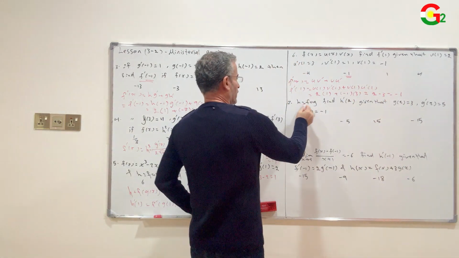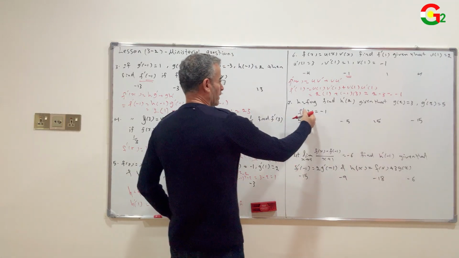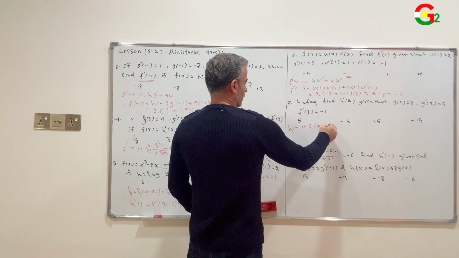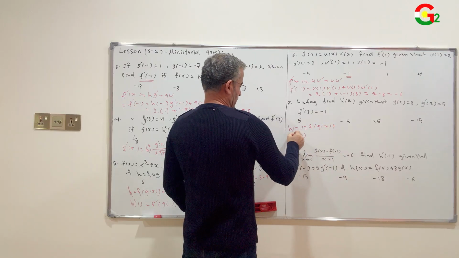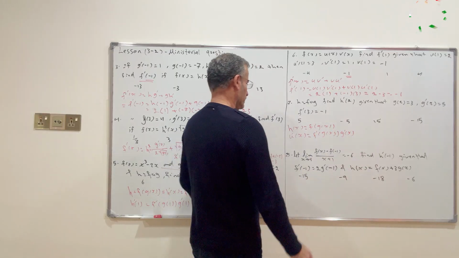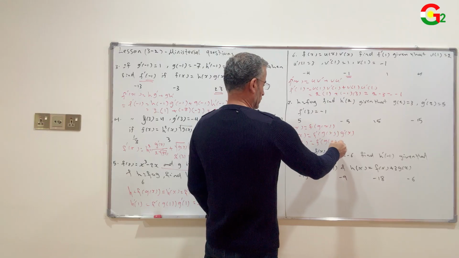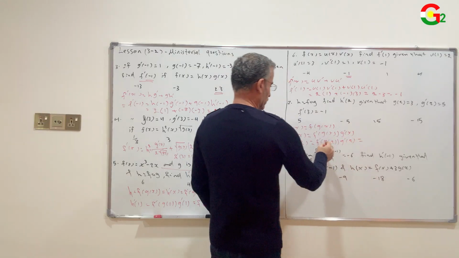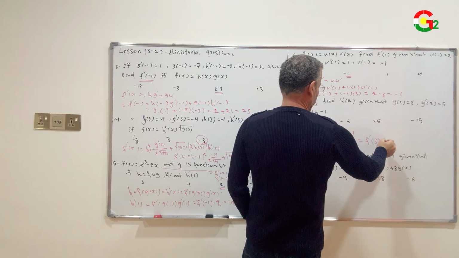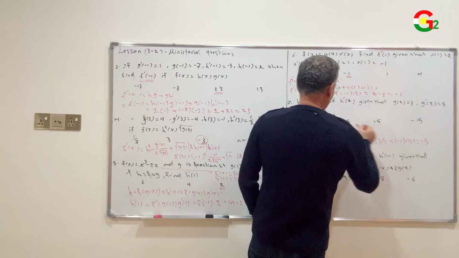Choice 7. h equals f of g, find h prime of 2 given g of 2 is 3, g prime of 2 is 5, f prime of 3 is negative 1. h of x equals f of g of x, then h prime of x equals f prime of g of x times g prime of x, by the rules of differentiation. h prime of 2 equals f prime of g of 2 times g prime of 2, equals f prime of 3, which is negative 1, times 5, equals negative 5. Choice E.